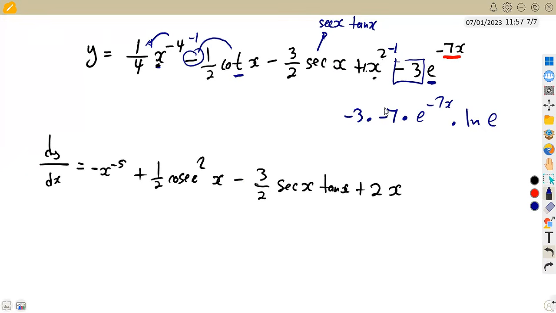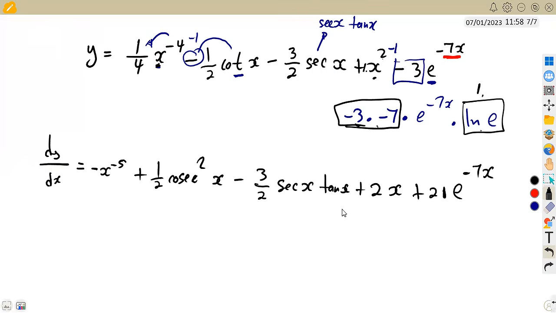So here we can combine -3 times -7, which is +21, and ln of e is equal to 1. So it's 1 times this one, which is going to be a positive. Ln e, you can choose to leave it like that, but just know that ln e is a 1. So it's 1 times these 2, which is going to be a positive 21 e to the exponent of -7x. So this is what you're going to have at the end.